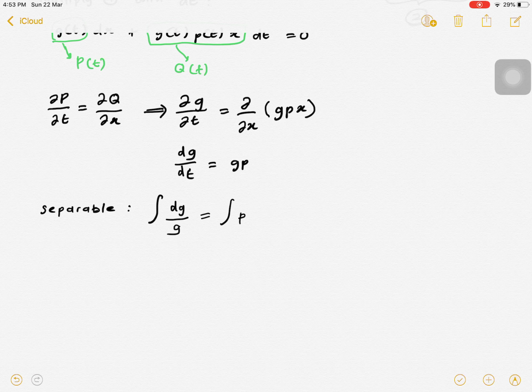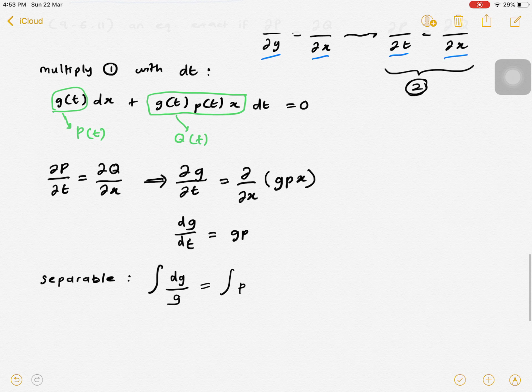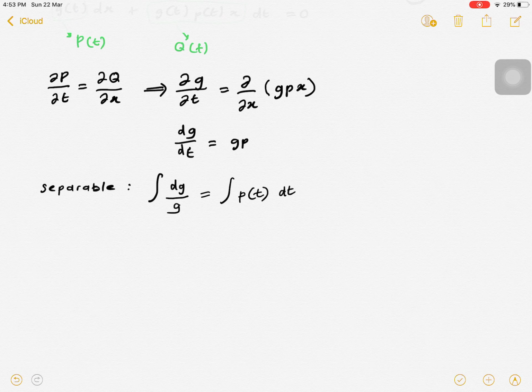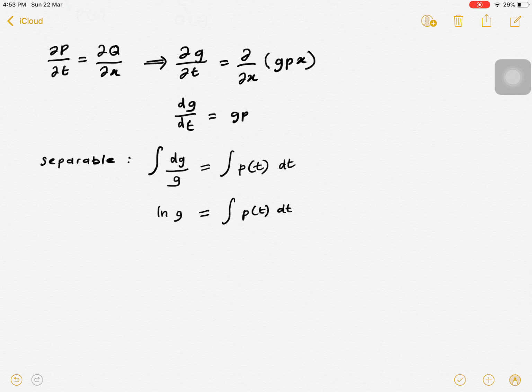Okay, don't get confused with the small p and the big P. So this is small p, P T dt. Okay. So when we integrate this, the left hand side, we will get ln G. Ln G equal to this one. And then we can change the form of G.